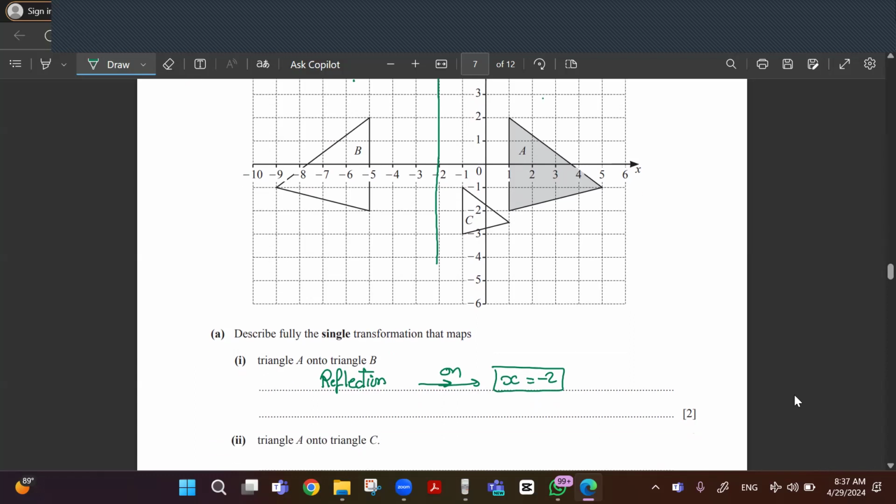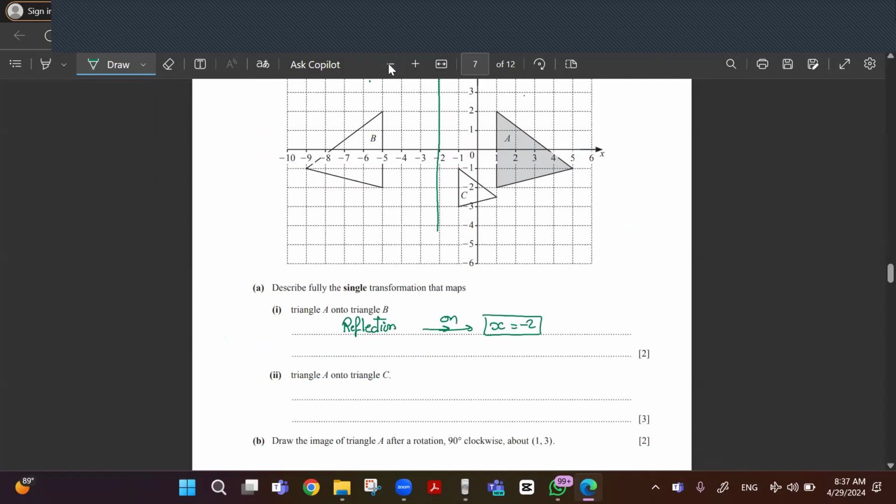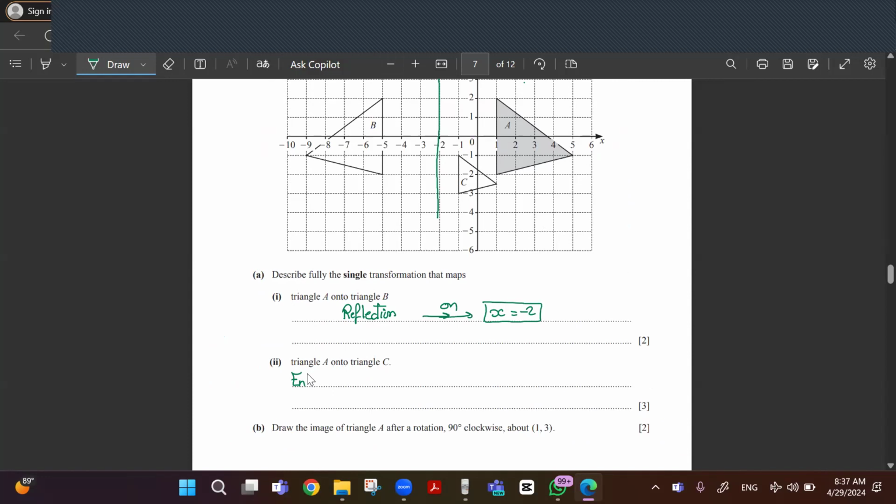Okay, then triangle A onto triangle C. From A to C. First of all, it changed its size. So it is very clear. It is enlargement. Okay. Now, can you tell me if it is oriented or the same, copy and paste? It is the same. So the scale factor will be positive, and the center of enlargement will be outside them.